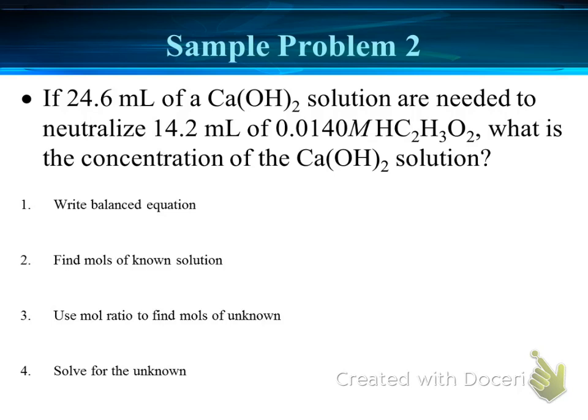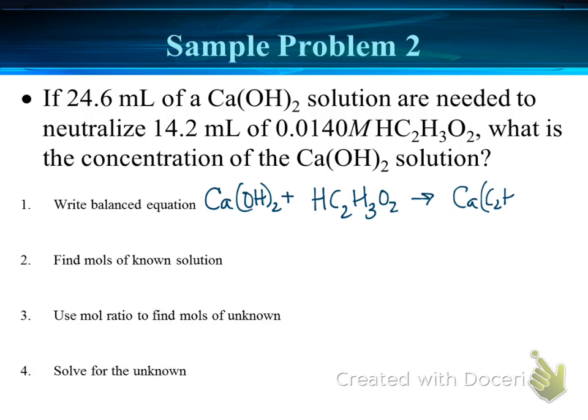In this problem, we're being asked to solve for concentration. Notice the steps are exactly the same. We'll just have a rearrangement of the molarity equation into number 4, which is actually a little bit easier because we're solving for molarity and not volume this time. So once again, start with the balanced chemical equation. You've got a lot of different species to deal with here, so it can be challenging. Calcium hydroxide, Ca(OH)2, plus acetic acid, HC2H3O2, goes to our salt, calcium acetate, and water.